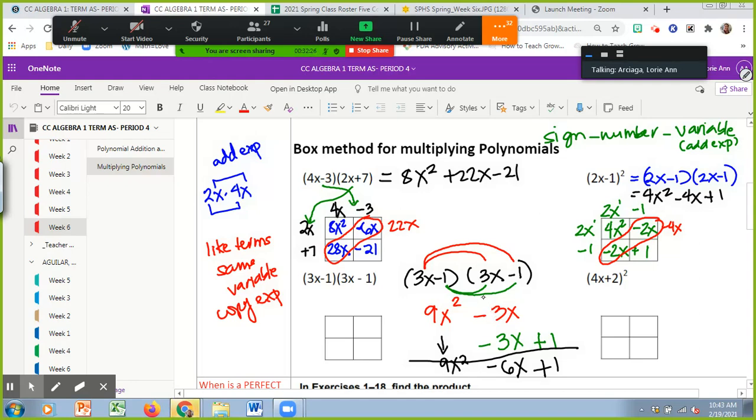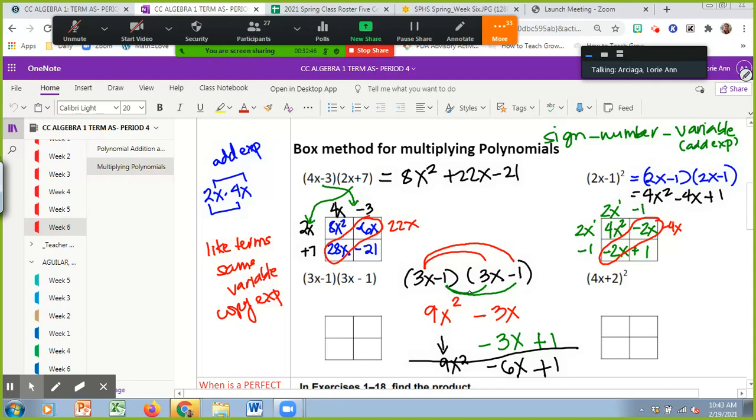I strongly suggest, though, that as you make a rainbow, you write the answer instead of saying, oh, I'll do this, I'll do that, then this and that. The problem with doing that is you might lose track of what you have multiplied and what you haven't. Okay, I like the box better.